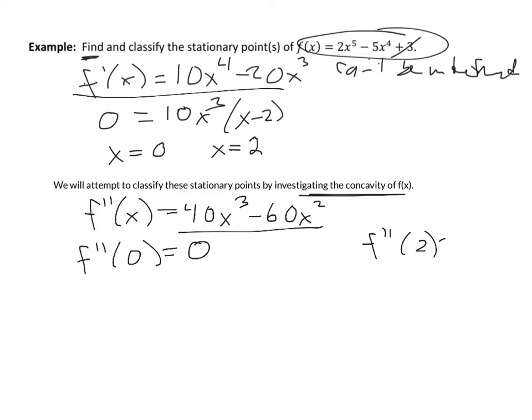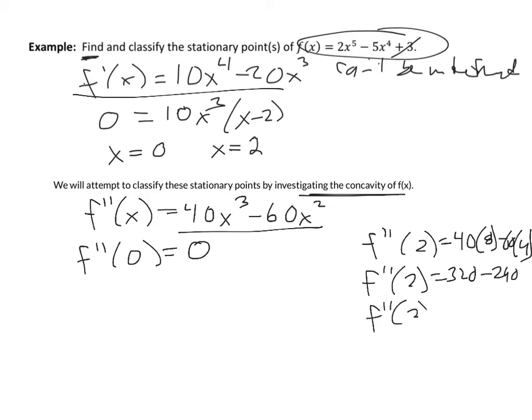Let's find out. f double prime of 2 is going to be 40 times 8 minus 60 times 4. So when I actually do this, f double prime of 2 is 320 minus 240. So we can see really clearly there that f double prime of 2 is greater than 0. Because the second derivative is positive, it means that my function is concave up there. So what does that tell me about that stationary point? Doesn't that tell me that that one is a minimum?